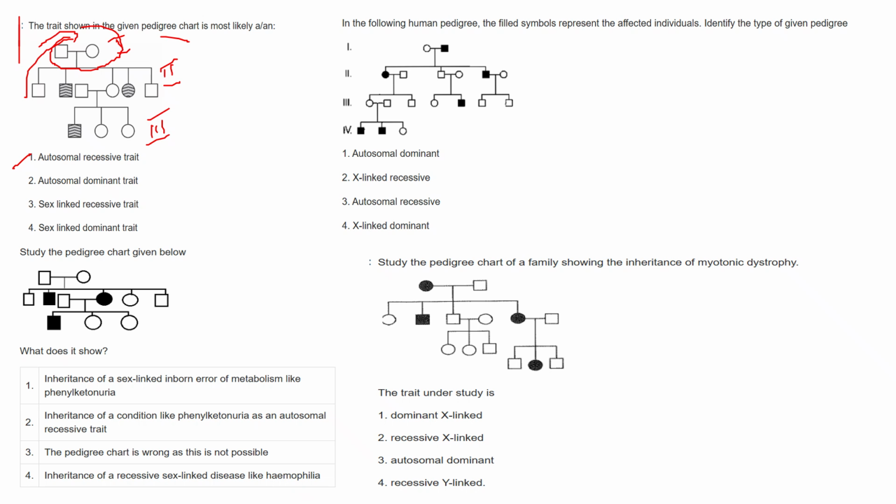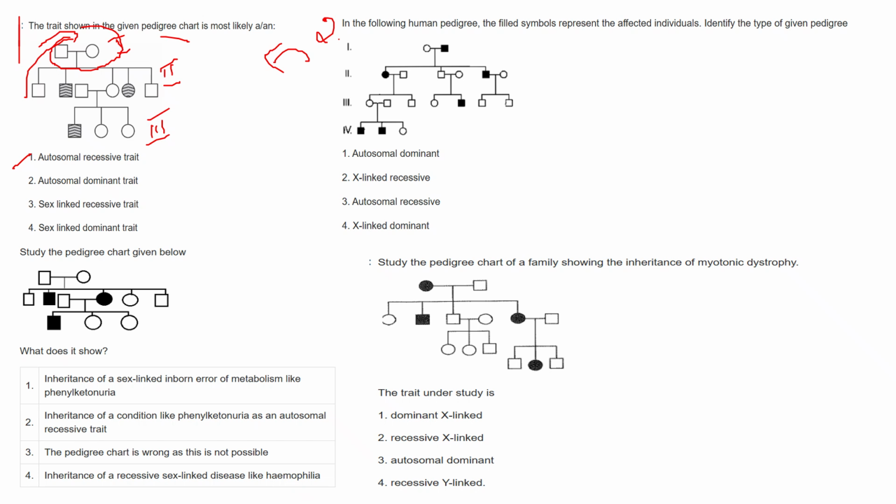Got it? Then coming to the second question. In the following human pedigree, the filled symbols represent the affected individuals. Identify the type of given pedigree. Now if you go back to the previous question, the parents were not affected, but in the next generation you could see the progeny, either the son or daughter, has been affected. So that means the parents, though they are heterozygous, the recessive alleles have been expressed.